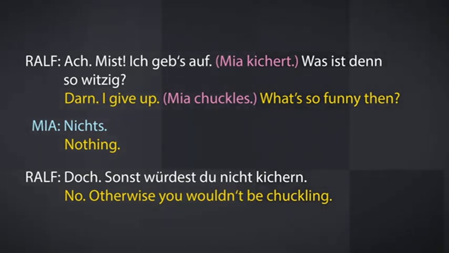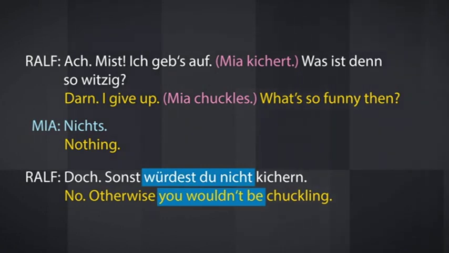Ralf, you see, isn't expressing the action of chuckling, kichern, in factual or this is real terms. I mean, he's not saying, otherwise you aren't chuckling. Instead, he's framing the action in contrary to fact or hypothetical terms. Because, well, Mia is chuckling, but she's denying that she finds anything funny. Yet Ralf insists that she does in fact find something funny, otherwise, he says, you wouldn't be chuckling. This statement is contrary to fact or hypothetical, because, well, Mia is indeed chuckling. Get it?